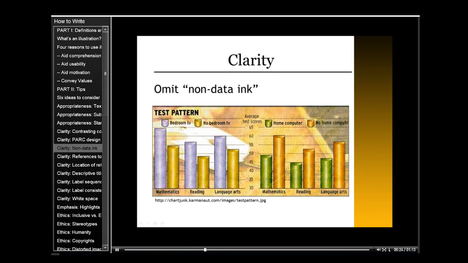Look at the background first. It's a computer mouse. What does that have to do with a bedroom TV or no bedroom TV? Nothing whatsoever. What does it have to do with home computer and no home computer? Well, you use a mouse with a computer, okay, great, but does it help relate to the data itself? Does it make a difference in how you interpret the results? No. It's just decoration. We could get rid of it, and the graph would actually be easier to read.